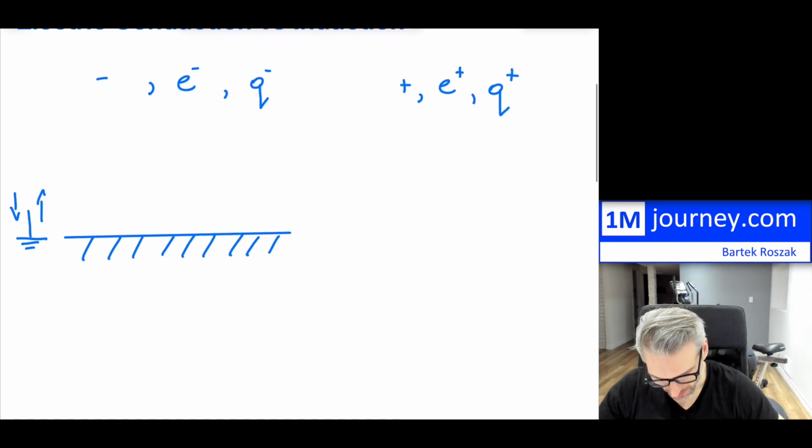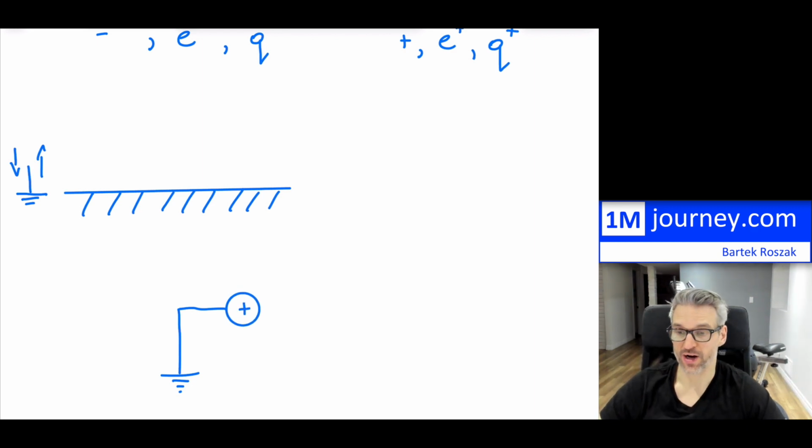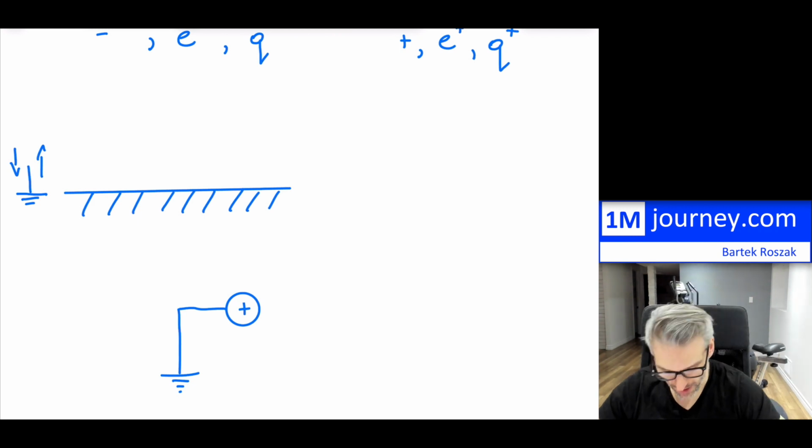So for instance, if this is the ground itself, and then you have a wire which is connected to something, let's say some kind of a ball and it is positively charged, and then you try to connect that wire to the ground, then the electrons are going to start coming back up here to try to neutralize this.